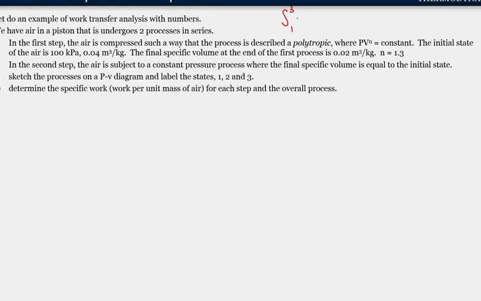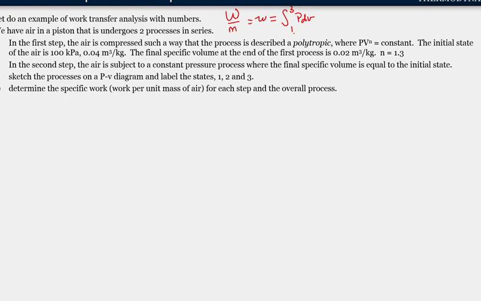Now we know that we have expansion and compression work, so that's what we're trying to find. And remember, we are asked to find the specific work, so the work normalized by the mass of air in the system. So we'll denote that as a lowercase w. And that's equal to the expansion and compression work.